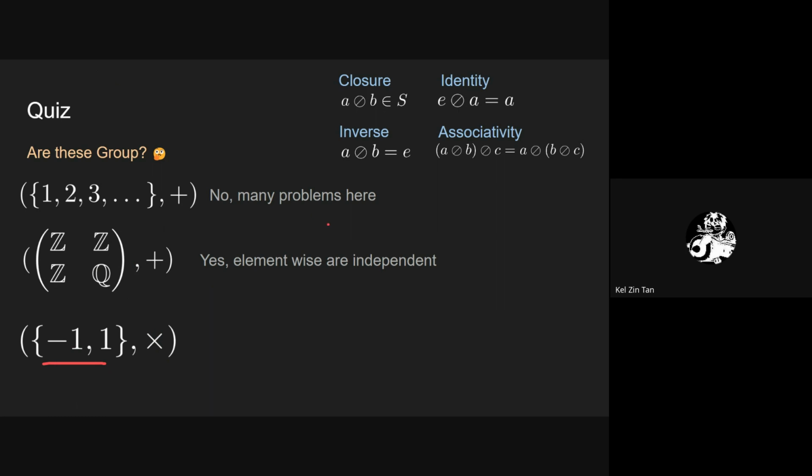So let's just do a basic check, right? Closure property: we only have 2 elements, so this can only be 1 or -1. 1 multiplied by 1 will surely be 1, and this will be inside. 1 multiplied with -1 will be -1. -1 multiplied with -1 will be 1. -1 multiplied with 1 will be -1. Sorry.